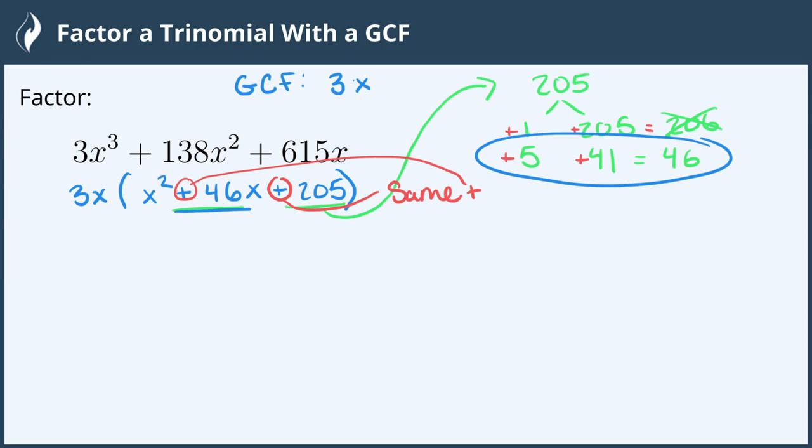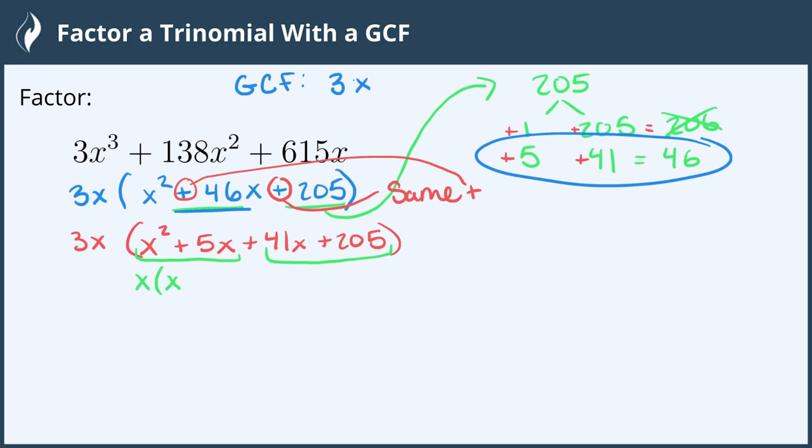Now we can replace that middle term with our two factors we found. So we have x squared plus 5x plus 41x plus 205. And don't forget we still have a 3x on the outside. Now we're going to factor the polynomial by grouping, and we'll look at the first two. The greatest common factor is x. And we're left with, on the inside, x squared divided by x is x, and positive 5x divided by x is positive 5. And the next two, the largest common factor here is positive 41.